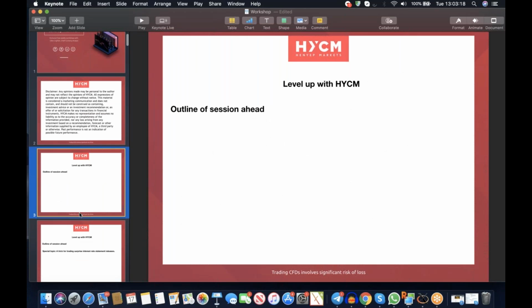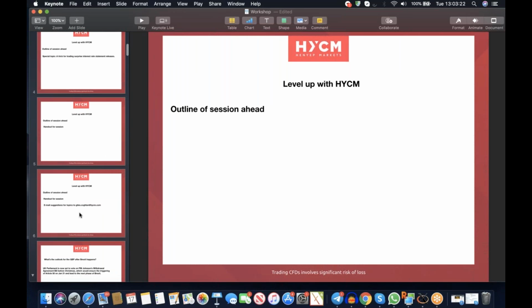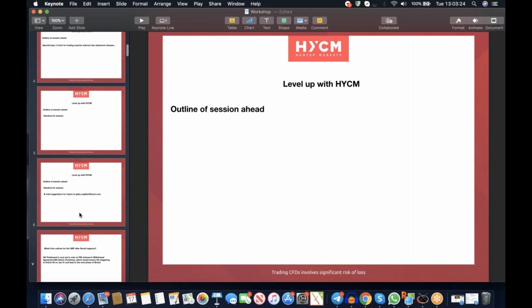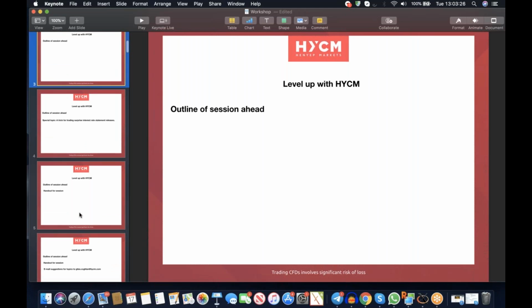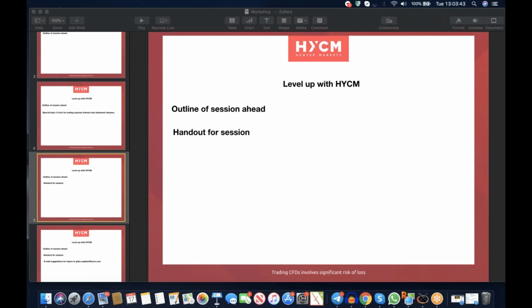So the session ahead, we're looking at a special topic, and the special topic is what's the outlook for the pound after Brexit happens. We've seen the UK election and I just want to run over with you guys what the market's focus is going to be now going forward, just so you understand where the pound is and what's going on.